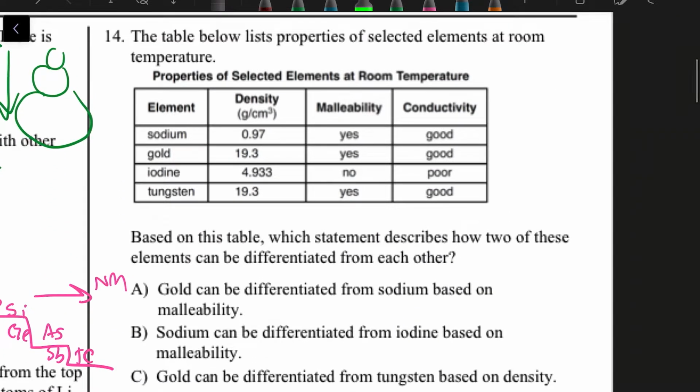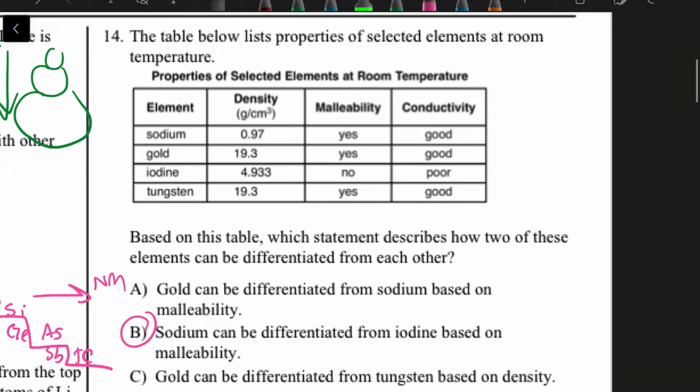Number 14, you have a lovely table full of information. Based on this table, which statement describes how two of these elements can be differentiated from each other? So you want to figure out what is different. Gold can be differentiated from sodium based on malleability. Sodium and gold, they're both malleable, so that doesn't work. Sodium can be differentiated from tungsten, which is W, based on conductivity.